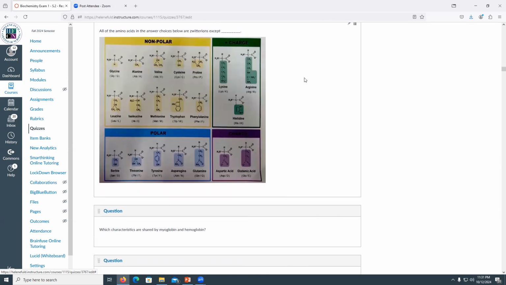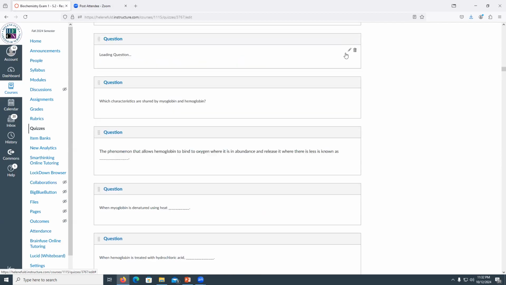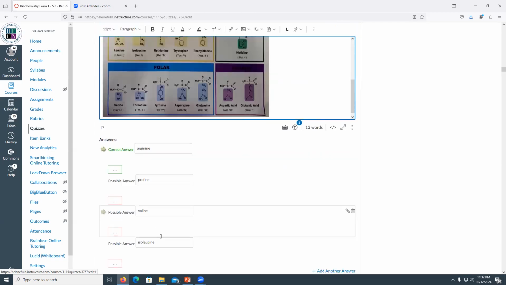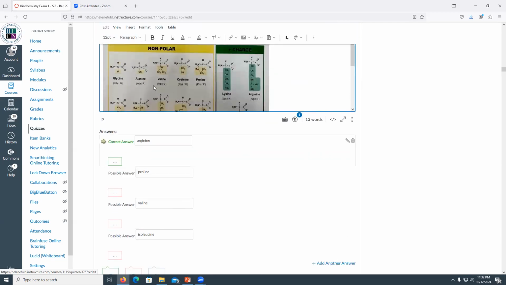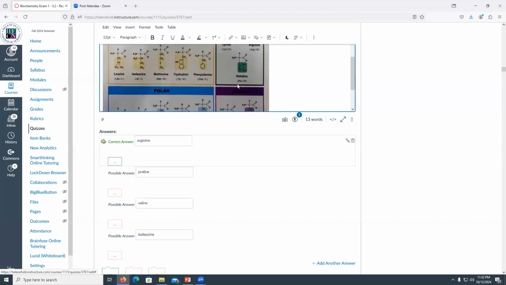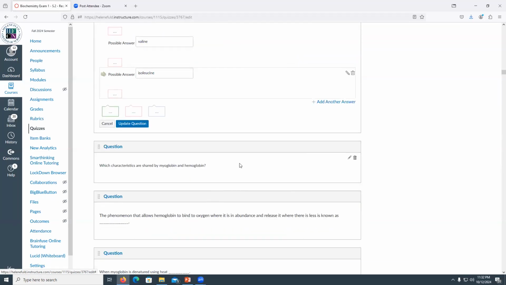All of the amino acids in the choices below are zwitterions, except these guys, the positively charged and the negatively charged. Let's see what we have. So proline, valine, lysine, these guys are fine, except arginine or anybody in green or purple.